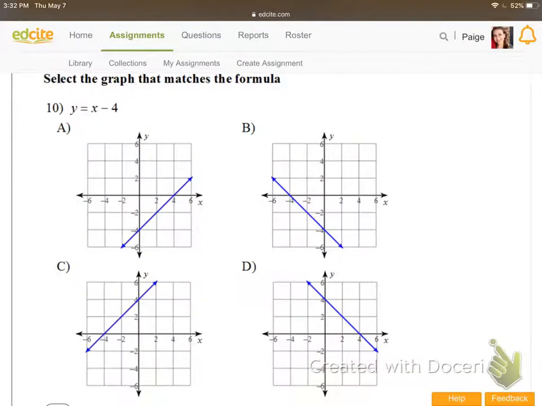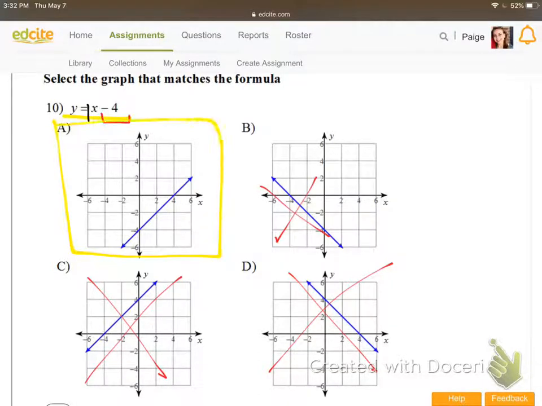All right, number 10. Again, our formula is up here. We're going to start at negative 4. This one is not at negative 4. This one's not at negative 4. So we're back to A and B. And then we're looking for a positive 1 slope. Okay, so looking at B, B's a negative slope because it's going down from left to right. So again, our answer is A. And again, you can check it out by saying, okay, well, we're starting here, up 1, over 1, up 1, over 1, up 1, over 1. And that's along that line.